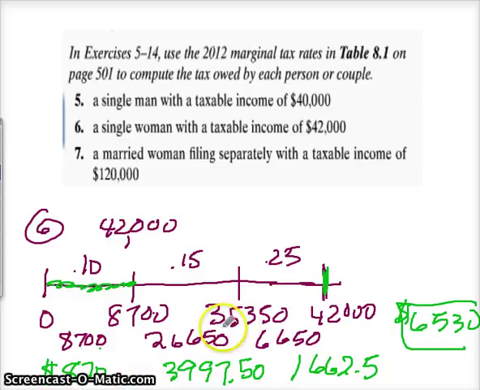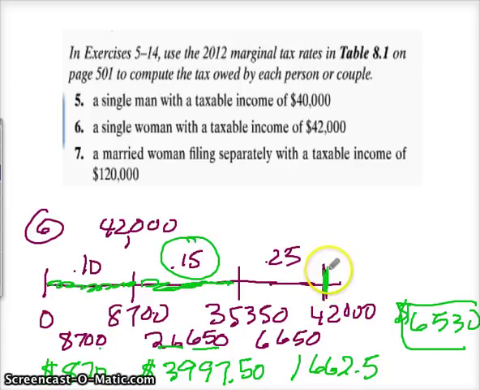Now, to figure out this second amount of tax, you have to figure out how much money that is. You just subtract these two numbers and you get 26,650. But remember, we have to do 15% of that number. So we multiply and we get this number. Okay, so you're giving of your hard-earned money $3,900 to the government.